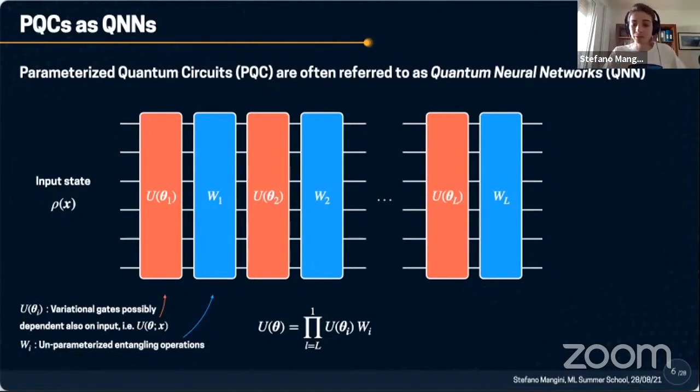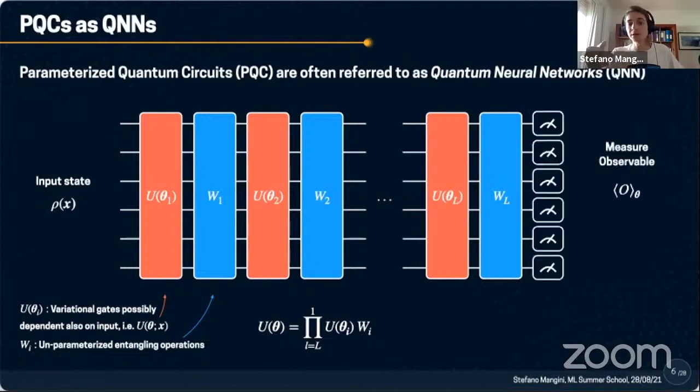At the end of the circuit, once you have your input state evolved, you measure some kind of observable, for example, measuring all qubits or only a subset of them. The result, of course, will depend on the actual values of the parameters inside the variational gates, these red gates. So you measure your observable and use this data to evaluate some kind of loss function, or cost function, which actually encodes the task that you're trying to solve.